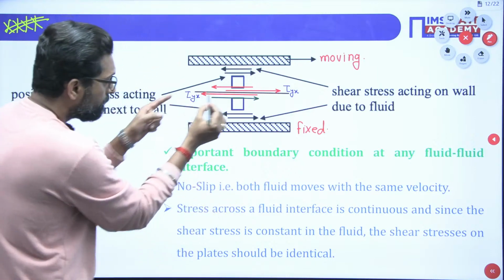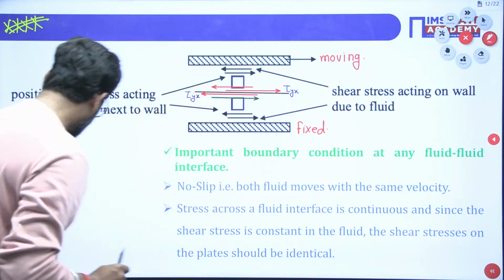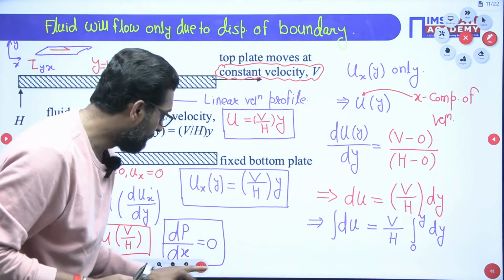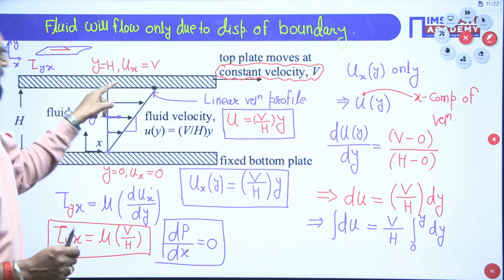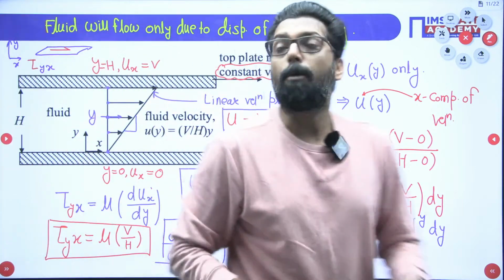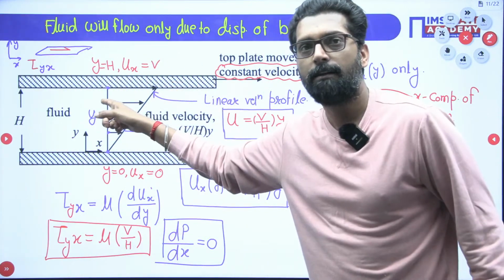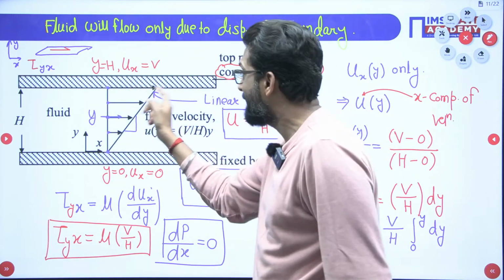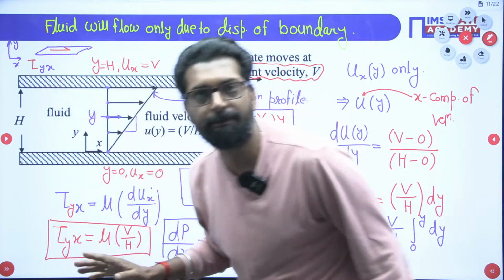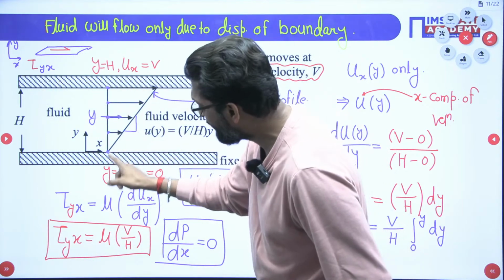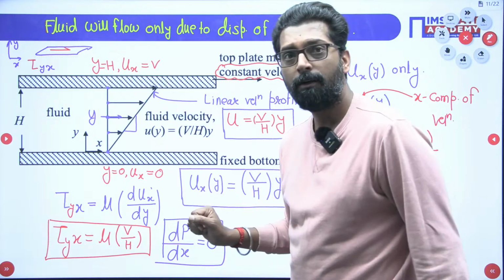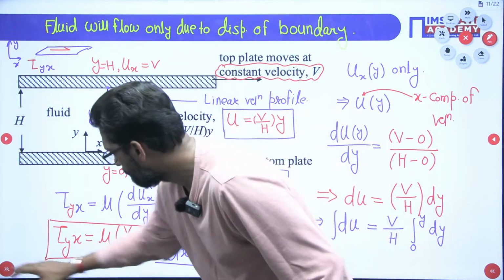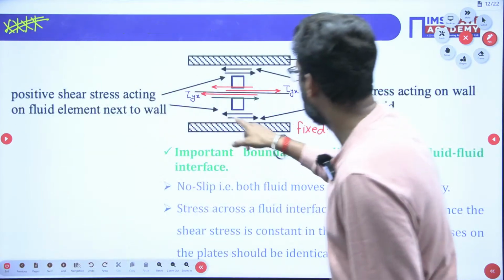Now, someone asks you in the interview, my dear, what is the direction of the stress on the top plate? What is the direction on the top plate? The shear stress direction on the top plate is the left side. What is the direction of the shear stress on the bottom plate? If it is left side on top, then it is the right side on the bottom. See, it is your right side.